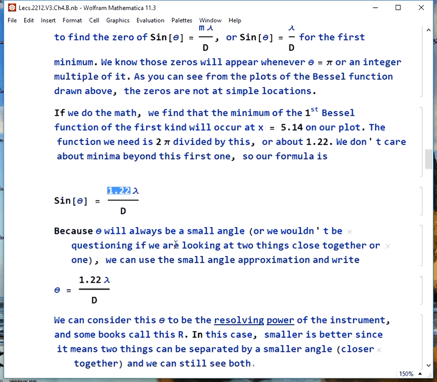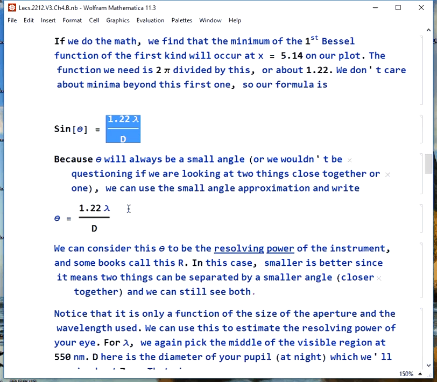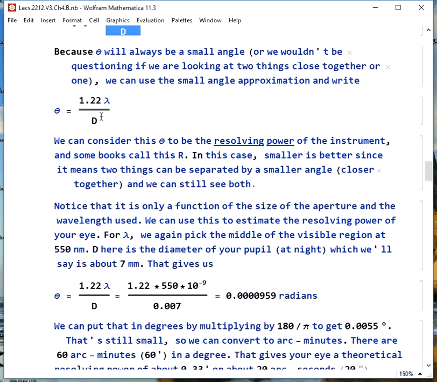Theta is always going to be a small angle because we wouldn't be asking ourselves if we're looking at two things close together or one thing if they were far apart. We can use the small angle approximation. Instead of saying sine of theta is 1.22 lambda over d, we can just say theta itself is 1.22 lambda over d. The theta that we find here we can consider to be the resolving power of the instrument, and in some books you'll see this represented by capital R.